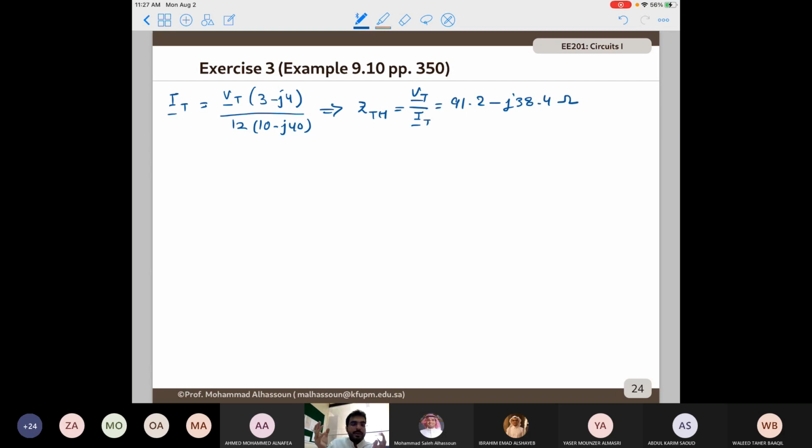Okay, so now we found the Thevenin resistance, we found the Thevenin impedance, we found the Thevenin voltage. So the Thevenin equivalent circuit is simply like this.